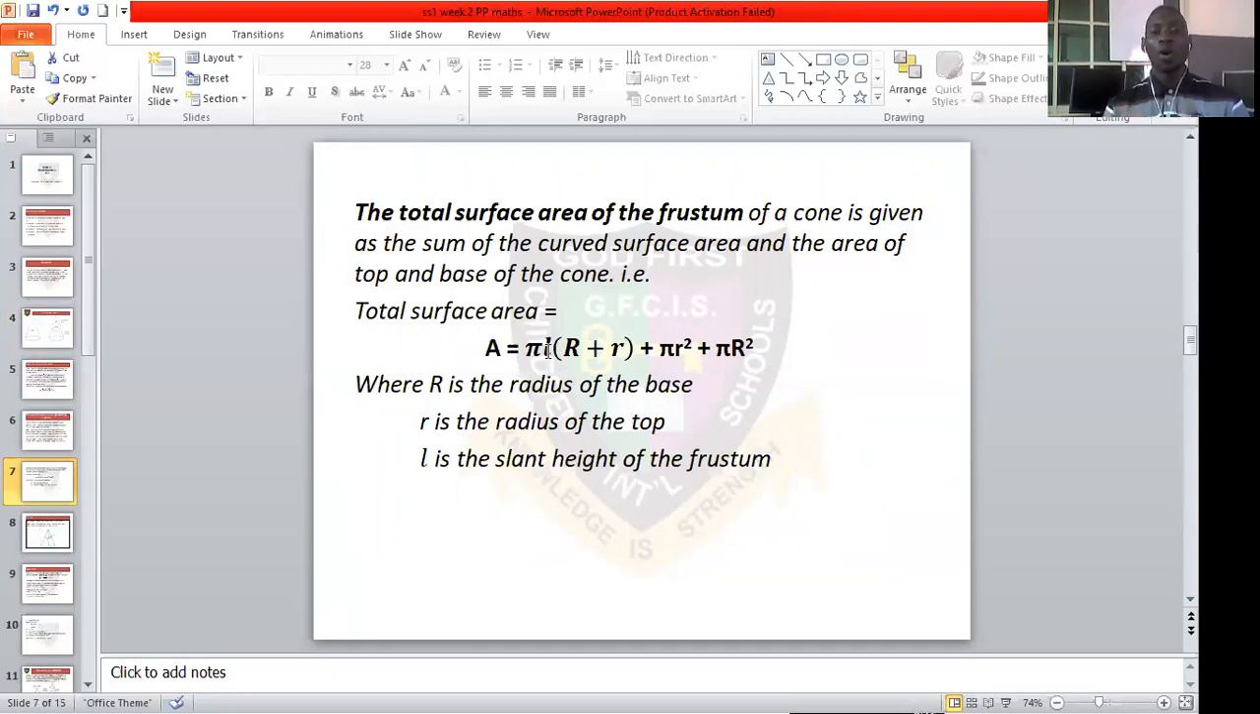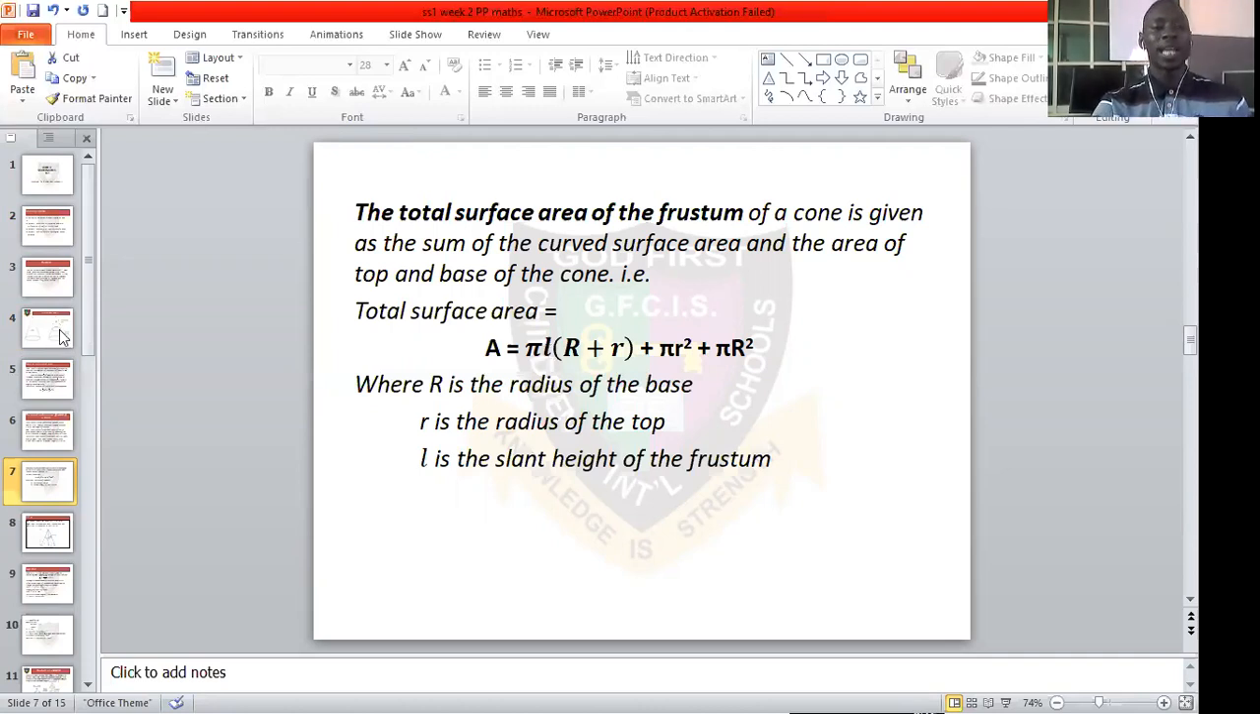Since the curved surface area is given as pi L open bracket R plus r, the total surface area is pi L open bracket capital letter R plus r, plus pi r squared, that is the area of the top, plus pi R squared, the area of the base of the cone. Capital letter R is the radius of the base of the whole cone, and small letter r is the radius of the top, the smaller cone, and L in this equation stands for the slant height of the frustum.